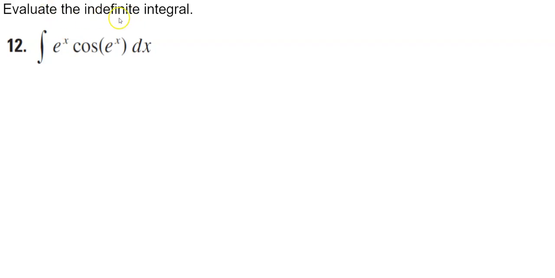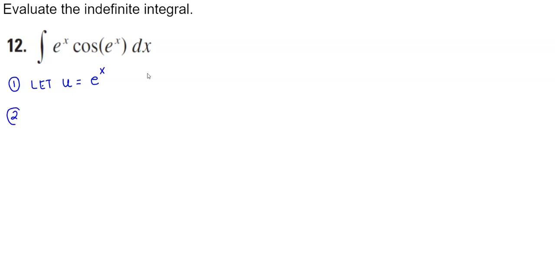Evaluate the indefinite integral. Here we have the integral of e to the x times the cosine of e to the x dx. So in this particular question, what we want to do is use the u substitution, where we're going to let u equal e to the x.